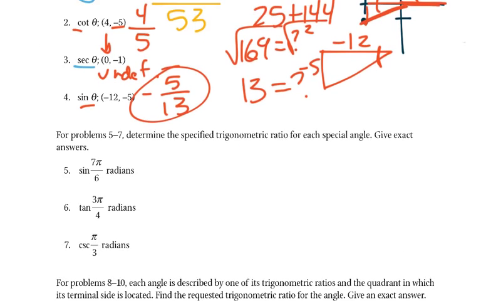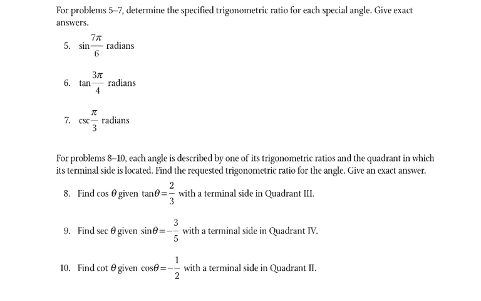Alright, so there's our first ones. Now the next 3, 5 through 7. Determine the specified trigonometric ratio for each special angle. Give exact answers. So it's kind of the same idea, just basing it off the angles. Okay, so we've got the unit circle here. Need to split up each half into 6.